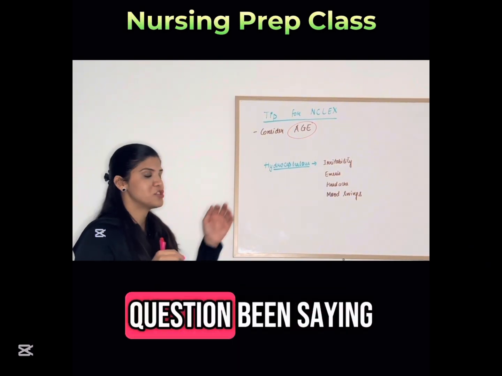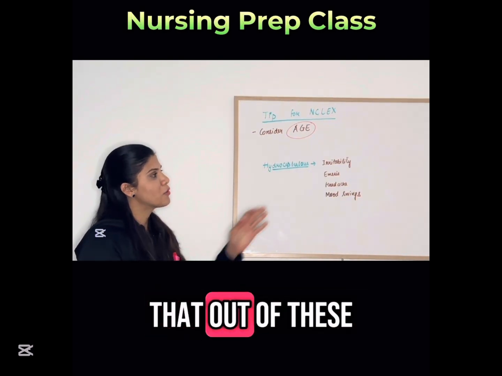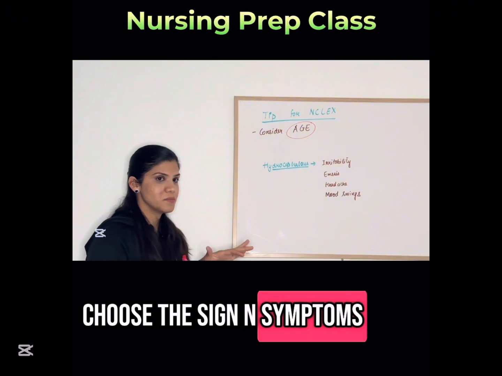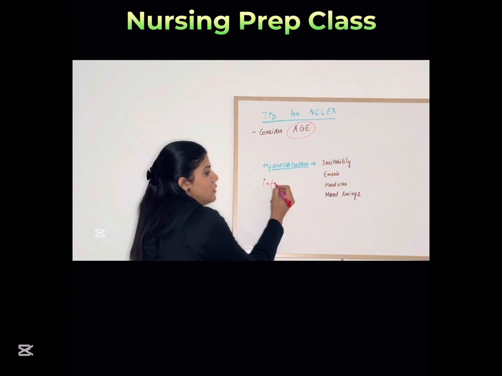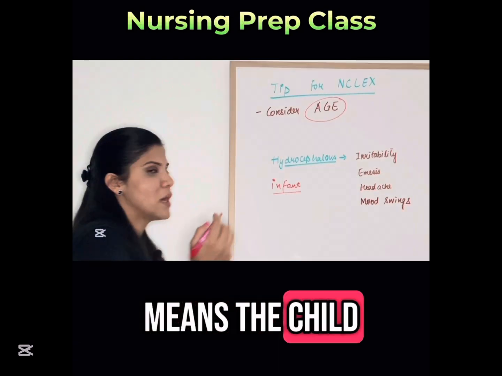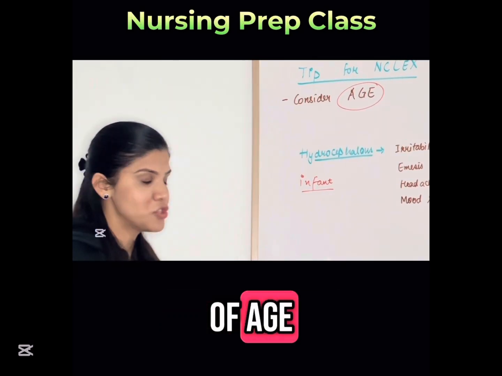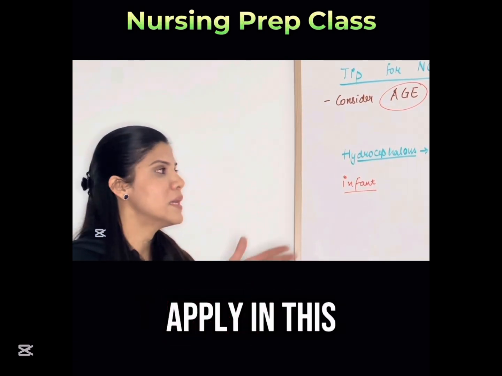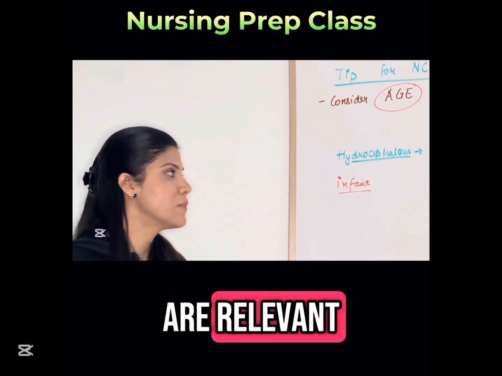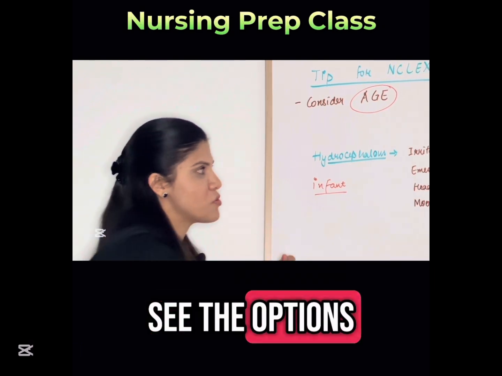Had this question been saying that out of these, you have to choose the signs and symptoms which are relevant for a child who is an infant. Now, this infant means the child who is less than 1 year of age. And now this is a SATA question, select all that apply. In this, we have to choose all that are relevant. So let us see the options.